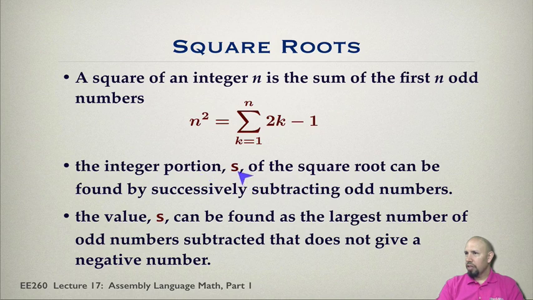So the integer portion, s, of the square root can be found by successively subtracting the odd numbers. The value s can be found as the largest number of odd numbers that, subtracted, does not give a negative number. It's actually quite similar to division. We just subtract odd numbers instead of subtracting the same number over and over again, like when you're doing division. Here we're subtracting the odd numbers, starting with 1, 3, 5, and so forth. Very straightforward for square roots. So square roots are really easy.